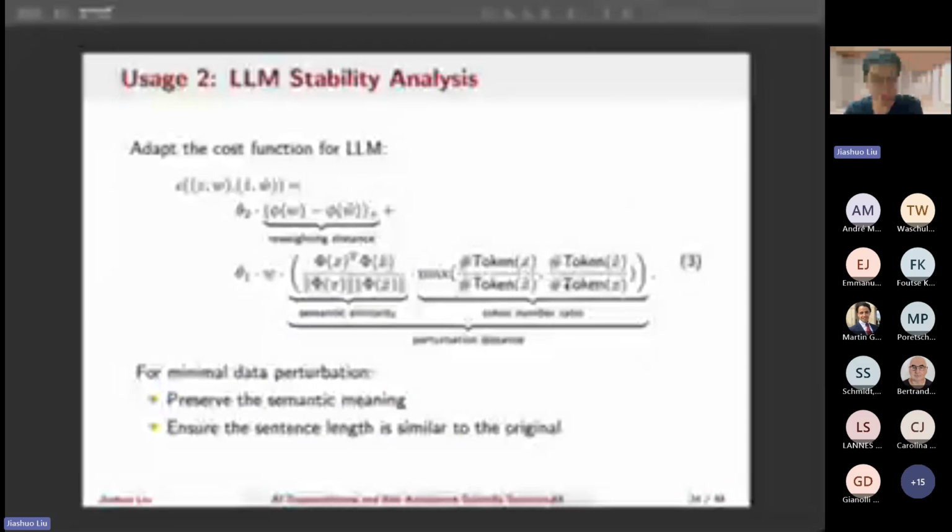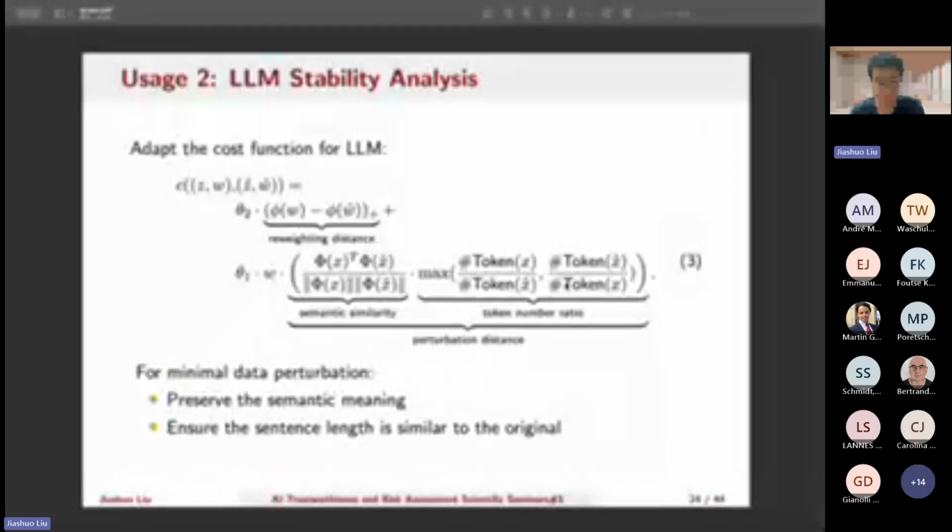To adapt the cost function for LLMs, we need to redefine the perturbation distance between two sentences. Imagine for the minimal data perturbations, we would like to preserve the semantic meaning of our input question. And at the same time, we would like to ensure the sentence length is similar to the original, so we don't add too much information, and we do not lose too much information during the perturbation. So our new cost function uses a combination of semantic similarity and the token number ratio to capture the perturbation distance between two sentences. Based on this, we can solve the optimization problem, and then we can compute the stability score of different LMs.